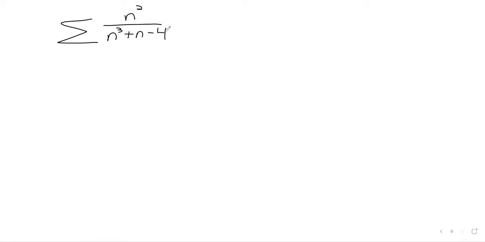So, intuition. Does anybody have any thoughts about whether this series converges or diverges? Well, it looks like the limit of the function would go to zero. That's true. So we can't use the nth term test to say that it diverges. But with the nth term test, even when the limit goes to zero, the series might diverge. The harmonic series is a good example of that. Limit goes to zero, but it diverges.